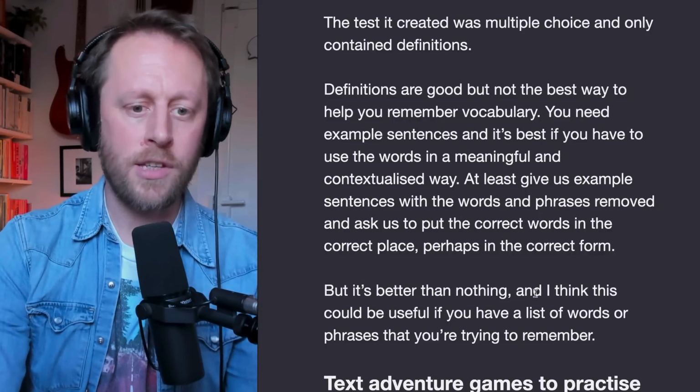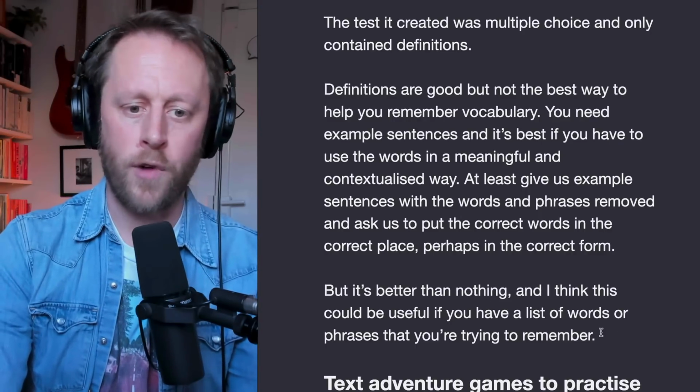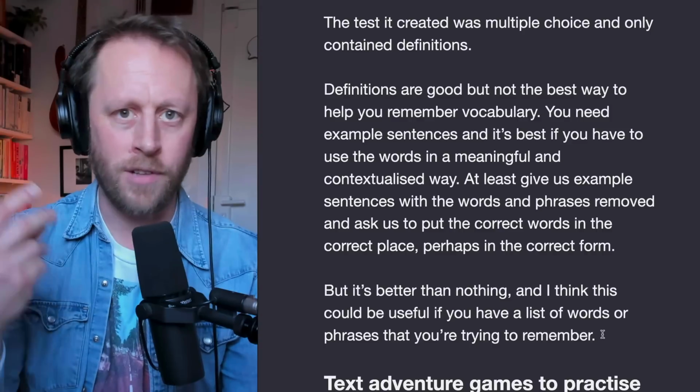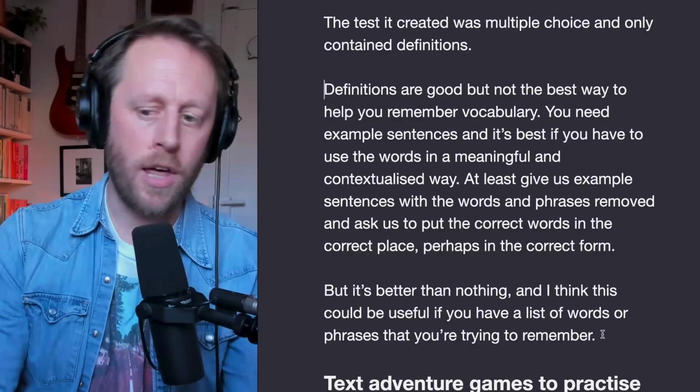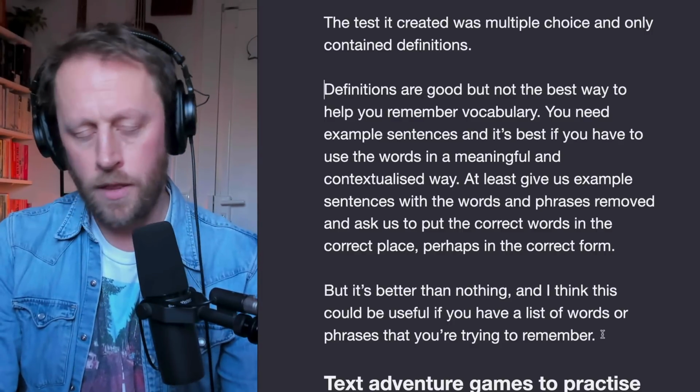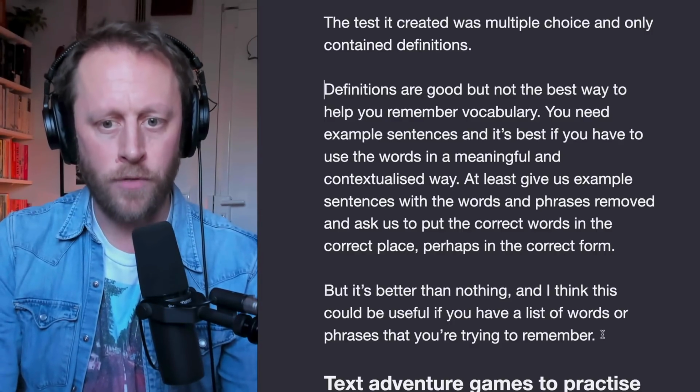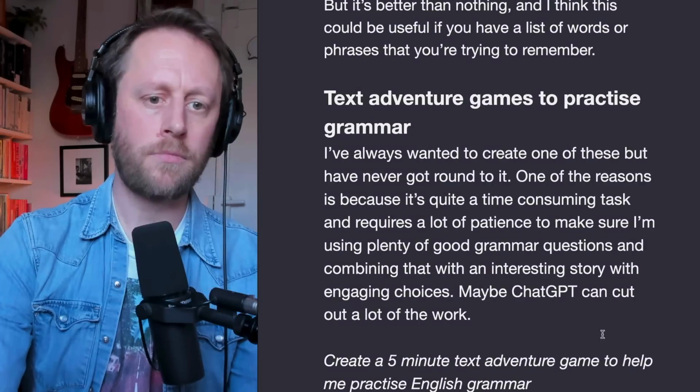And I think this could be useful if you have a list of words or phrases that you're trying to remember, if you just want a quick exercise to do in your free time. Better than nothing, but there are better ways to create vocab tests.